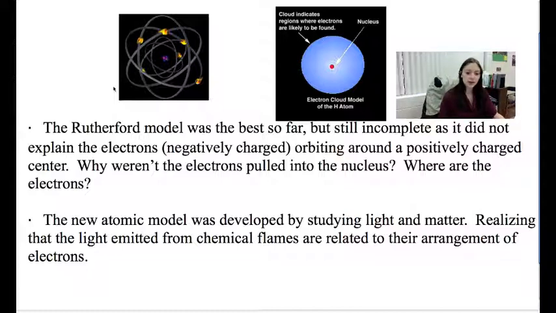So they studied light and matter and then looked at some actual chemical flames and colors of chemical flames that we are going to actually look at in the lab later. And they decided then kind of what they think the atom looks like now. So we're going to start off with light.